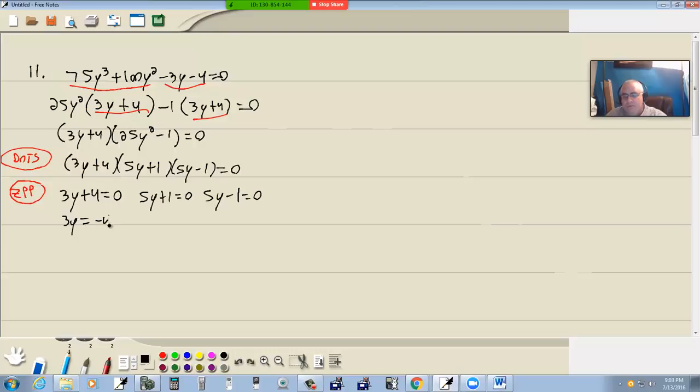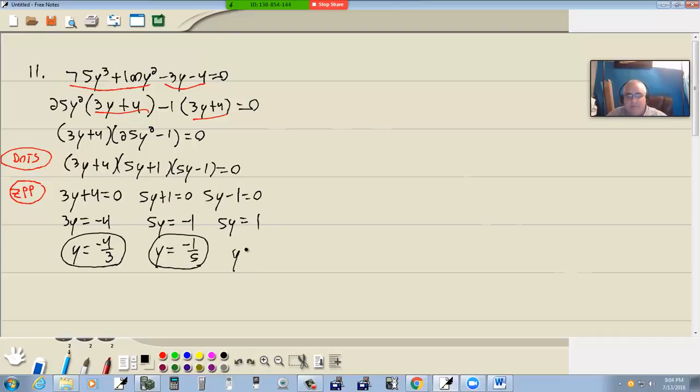Here I'll take the 4 over, it becomes a negative 4. Divide both sides by 3, and we get negative 4 thirds. Here I'll take the 1 over, it becomes a negative 1. Divide both sides by 5, and we get negative 1/5. Here I'll take the negative 1 over, it becomes a positive 1. Divide both sides by 5, and we get a positive 1/5. Now I've seen some problems like this. After you get done initially factoring it, when you solve it, you have to use the quadratic formula. So you may see that intermixed. But that's solving a polynomial equation.